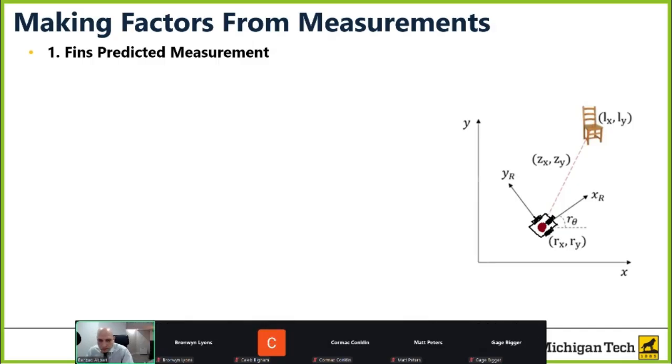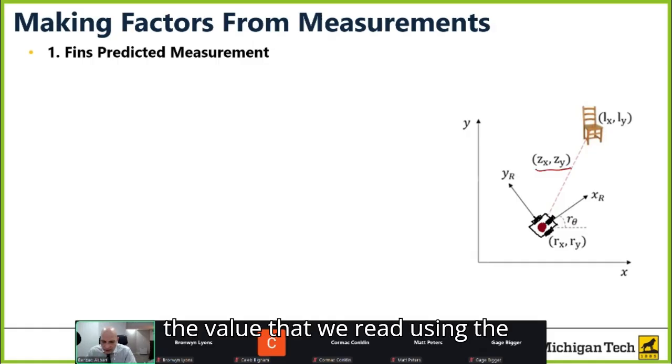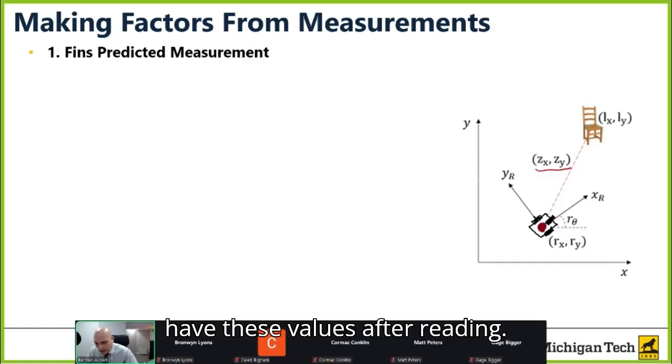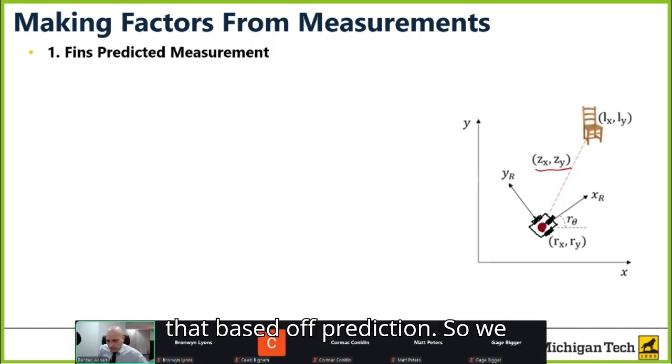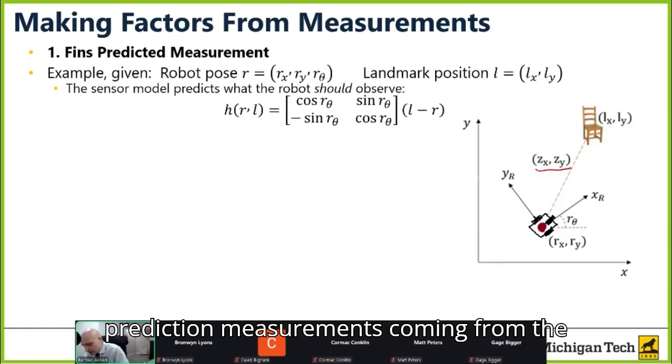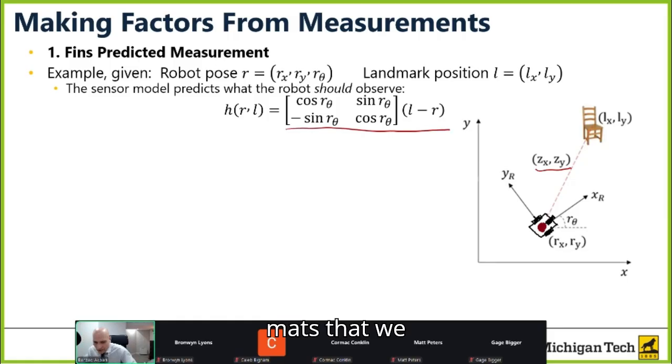It uses, for example, a laser to detect the distance to this chair. This is the value that we read using the measurements, like LiDAR, for example. We have these values after reading, and we also can have that based off prediction. So we have some predicted measurements coming from the math that we actually have.